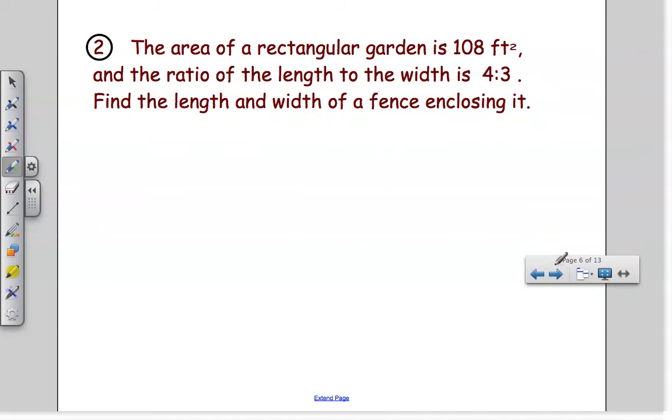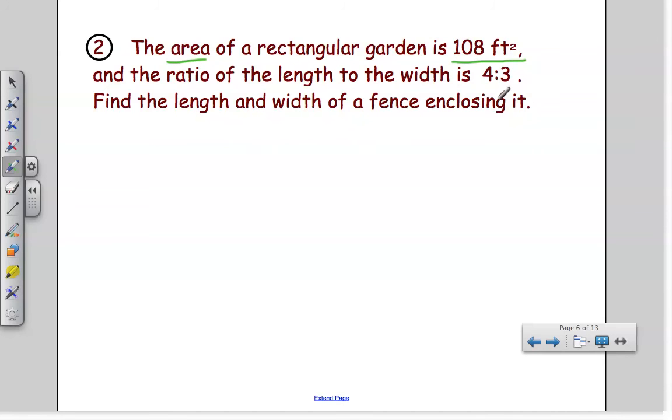And let's try another example of that. This time we know that the area of a rectangular garden is 108 square feet. And we know the ratio of the length to the width is 4 to 3. Find the length and width of a fence enclosing this rectangular garden. Okay, so once again I am dealing with a rectangle. The ratio of length to width is 4 to 3. Oops. But remember, that doesn't mean that the numbers are 4 and 3. It could be anything in that ratio.